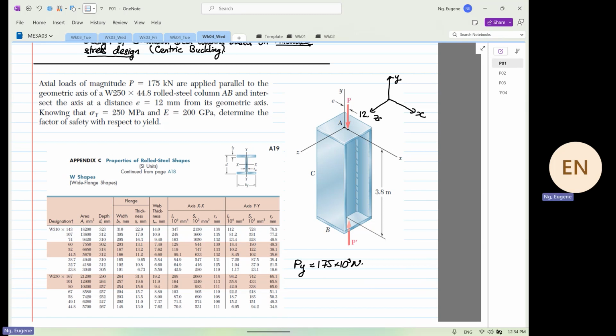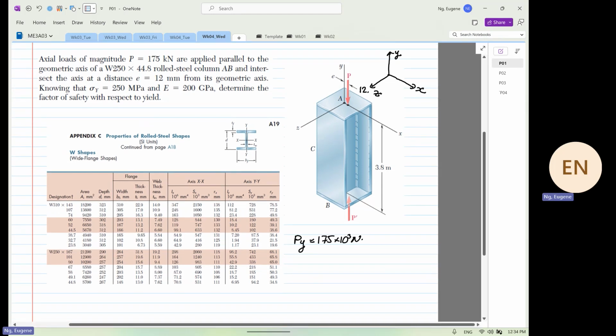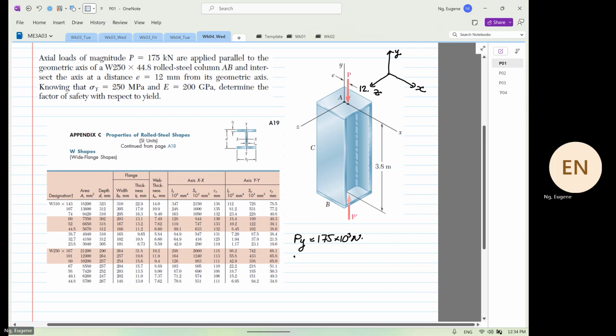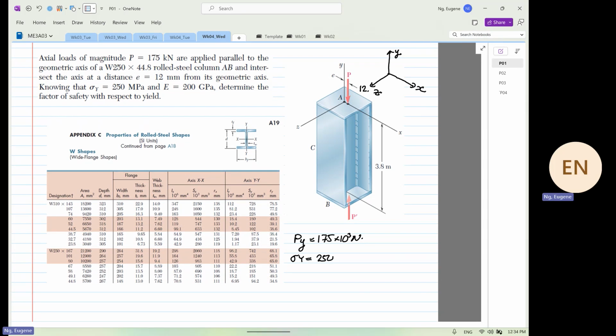Knowing that yield stress is 250 megapascal, so we are given yield stress is equal to 250 times 10 to the power 6 Pascal. And then we have a Young's modulus that is equal to 200 times 10 to the power 9 Pascal. Determine the factor of safety with respect to the yielding.